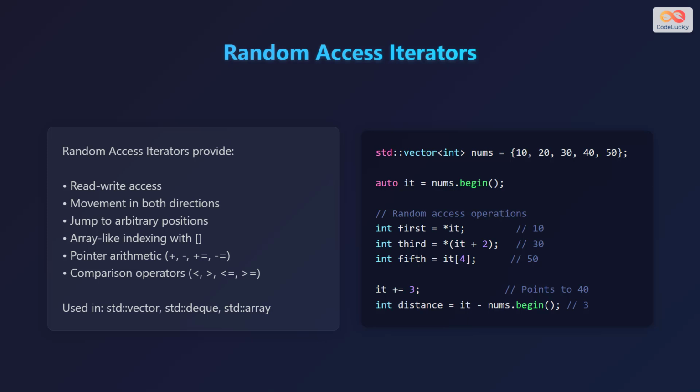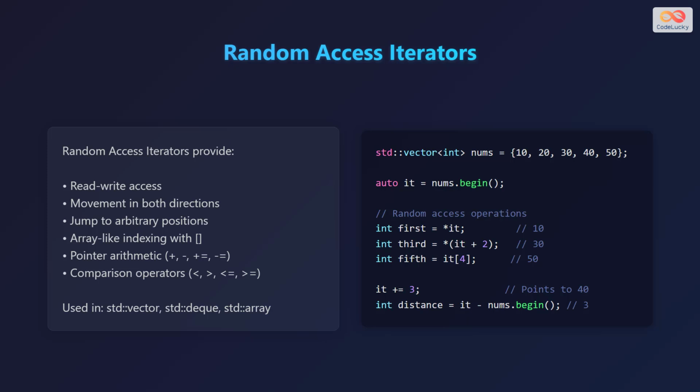Here's an example demonstrating the usage of random access iterators with a standard vector of integers. We declare a standard vector named nums and initialize it with some values. We obtain an iterator pointing to the beginning of the vector using the begin function. Now we can perform various random access operations using the iterator.